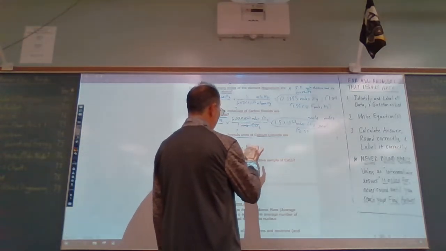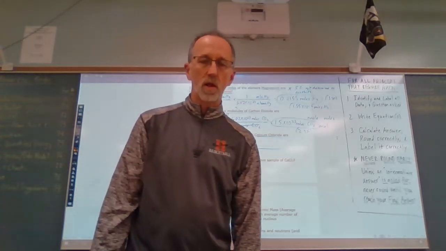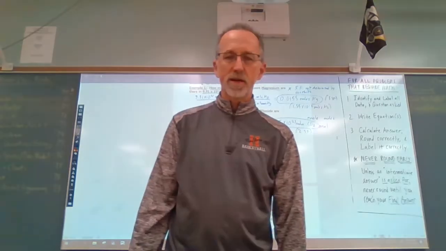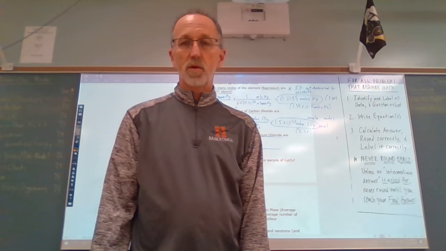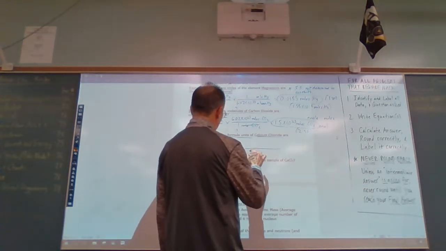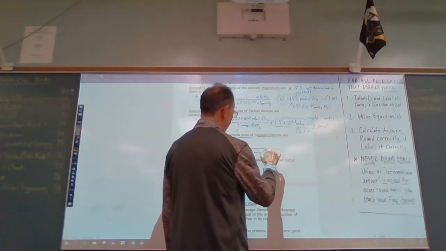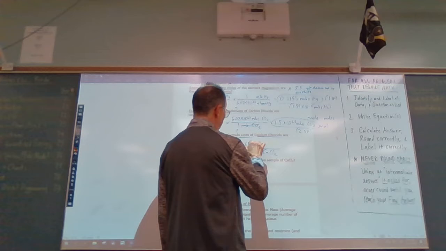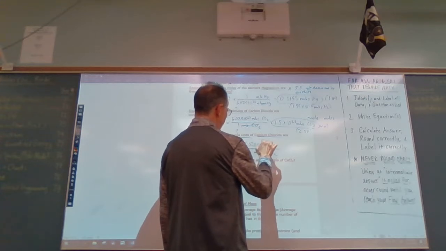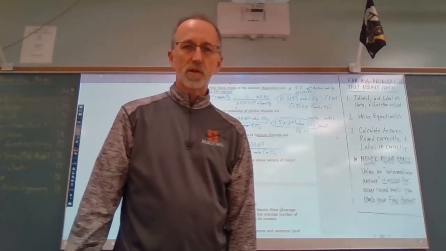Okay, so we want to convert that to formula units. Well, how many formula units are in a mole? Same number of atoms that are in a mole, or same number of molecules that are in a mole. It's Avogadro's number. So that's going to go down in the bottom. So 1 mole is going to go down in the bottom of CaCl2. We have 6.02 times 10 to the 23rd formula units of calcium chloride.